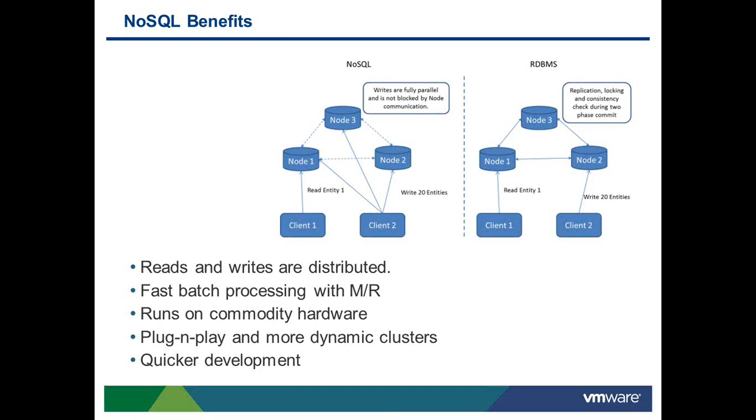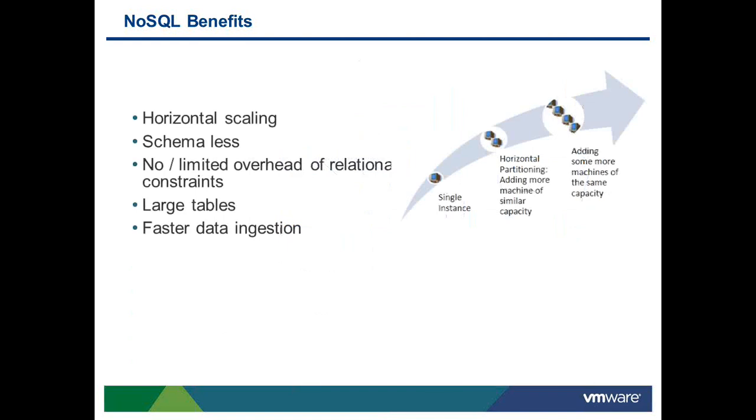And then batch processing can be done very fast with MapReduce. One of the most important behaviors in NoSQL is that they can run on commodity hardware. And plug and play and dynamic clusters is one of the most important features. And the development becomes quicker because of the schema-free behavior, and also because we actually don't have SQL there. So SQL becomes more complex. Okay.